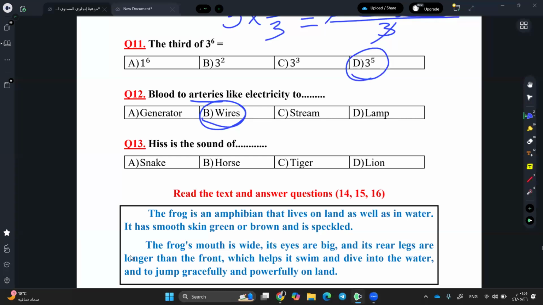Hiss is a sound of a snake. Excellent. So hiss is the sound of snake. Excellent. Okay.